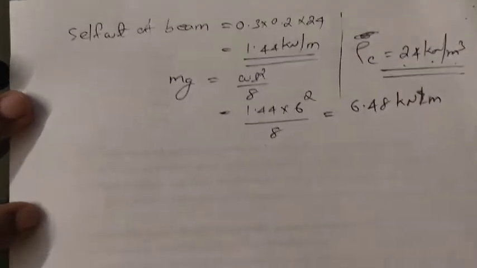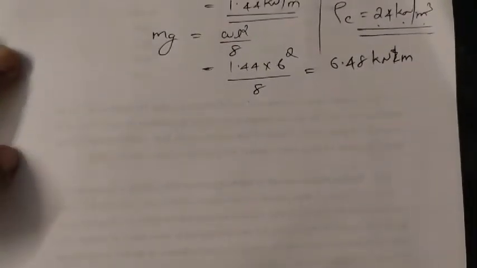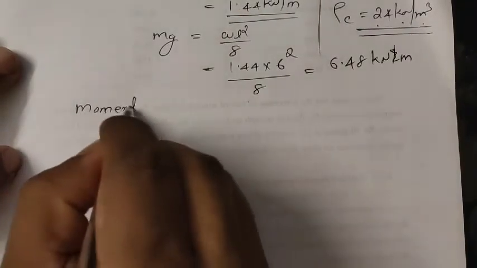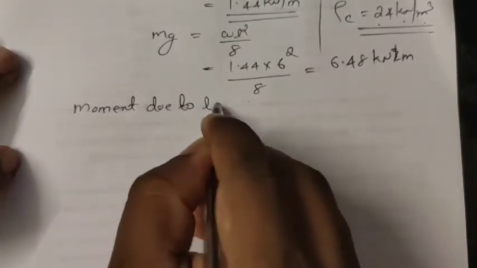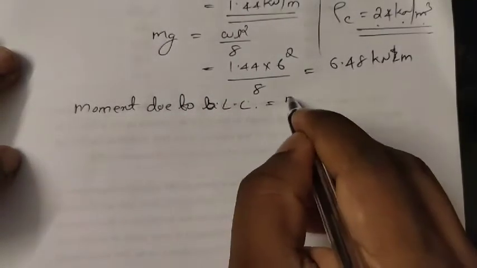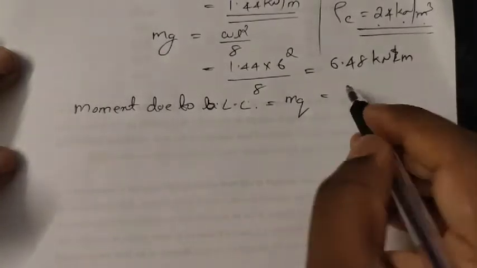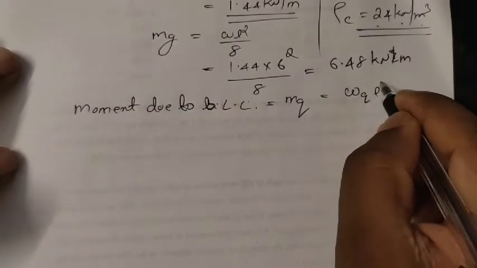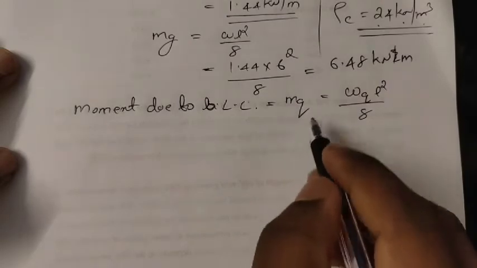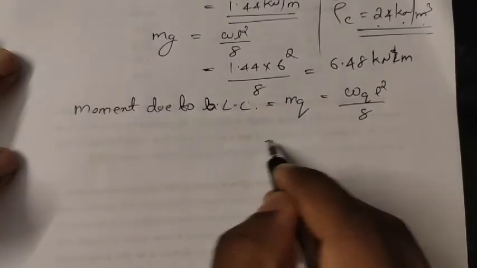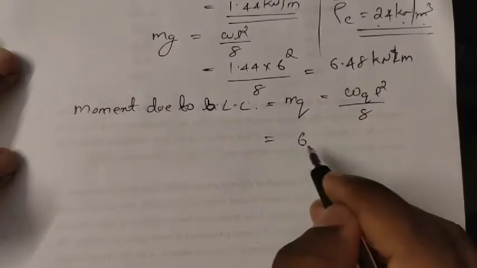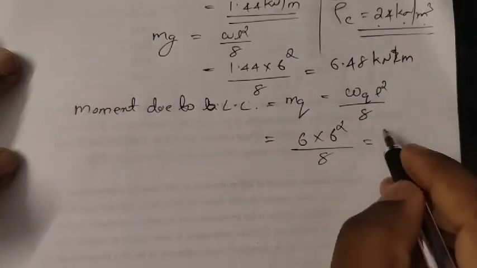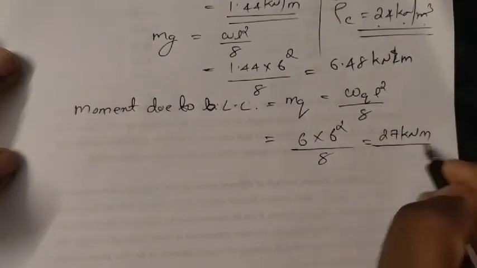The next thing, we want to calculate the moment due to live load. For that purpose, we can write moment due to live load, LL, the short form is MQ. That is also WQ L square by 8. What is W? That is the live load, which is already given in the question. That is 6 into length 6 meters squared, 6 square by 8, that is 27 kilonewton meter.